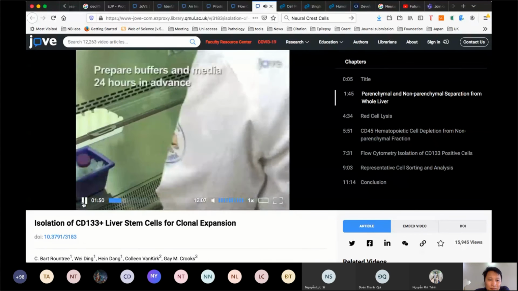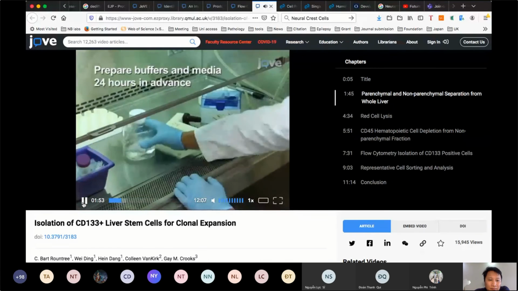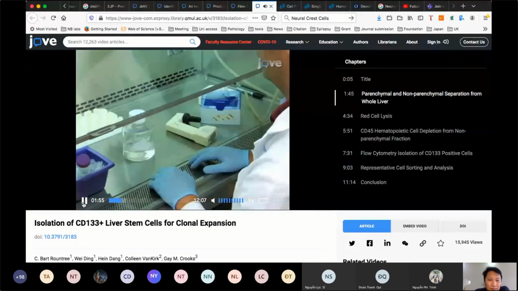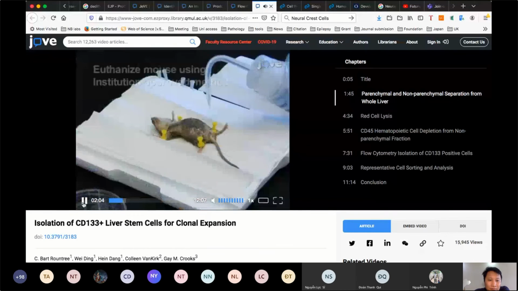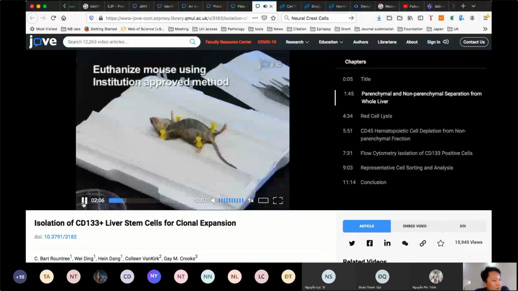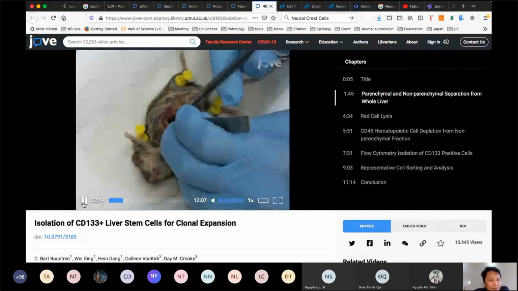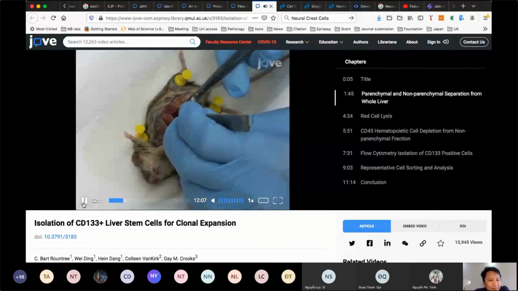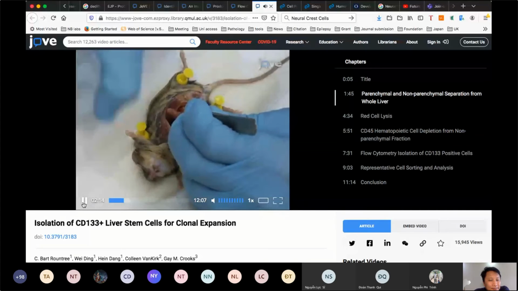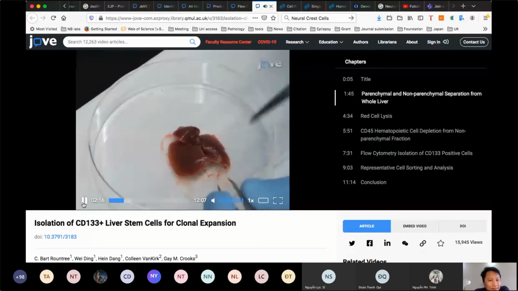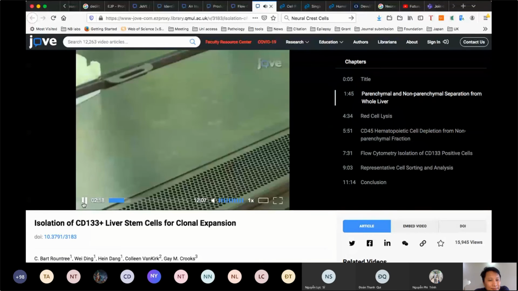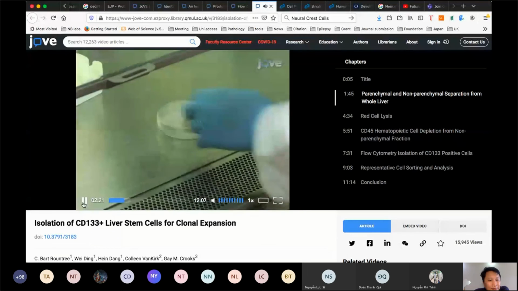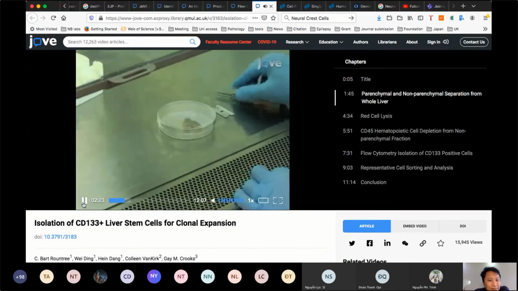Prepare all buffers and media 24 hours in advance and store them at 4 degrees Celsius until use. All solutions, media, instruments, filters, and tubes should be sterile and handled with sterile technique to reduce the risk of contamination. Wipe the abdominal area of a euthanized mouse with 70% ethanol. Using sterile instruments, open the abdominal cavity and explant the liver en bloc. Remove the gallbladder from the explanted liver. Then transfer the whole liver to a laminar flow hood in a closed sterile dish.